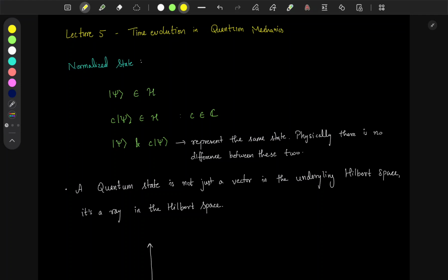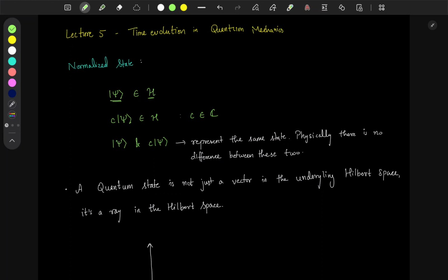So before talking about time evolution, I would first like to tell you about normalization of a state, and this is something I should have told you earlier, but I forgot to even talk about it. So let's get started with that. Suppose you are given a vector psi in a Hilbert space. As you know, this vector represents a quantum state of a system, of a single particle or multiple particles.